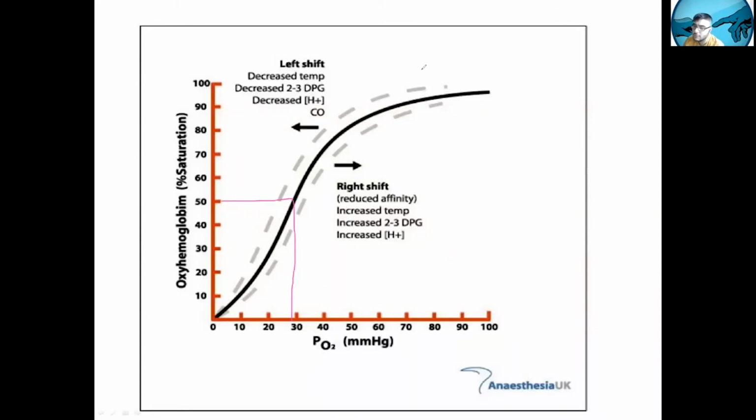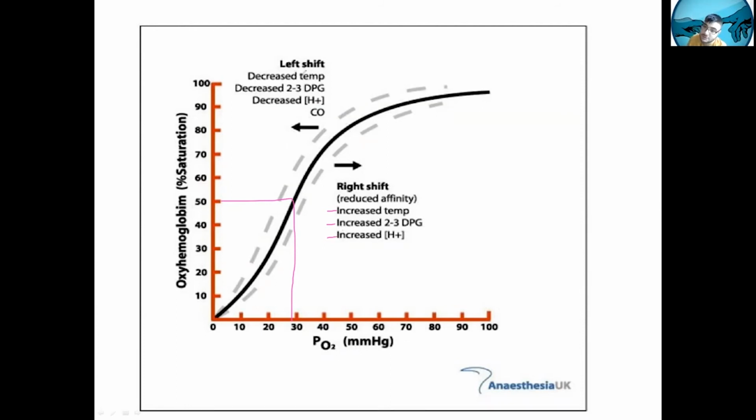And remember that oxygen can have a right shift or a left shift. Hemoglobin can have a right shift or a left shift, depending on the situation. So, for example, if you have a right shift, it's reduced affinity. This happens if you increase the temperature, increase the amount of this protein, 2,3-DPG, or you increase the acidity, right? If you make it more acidic, it also causes a right shift.